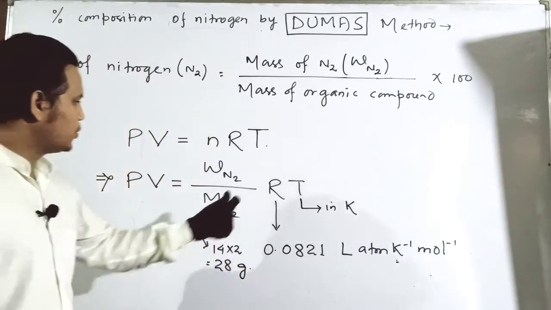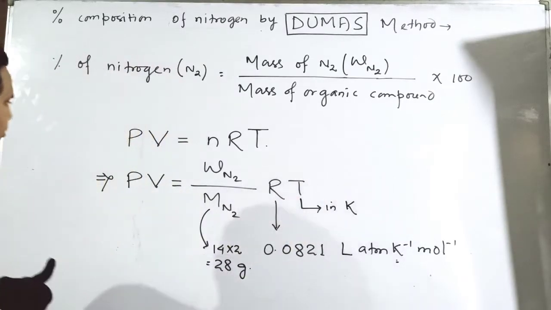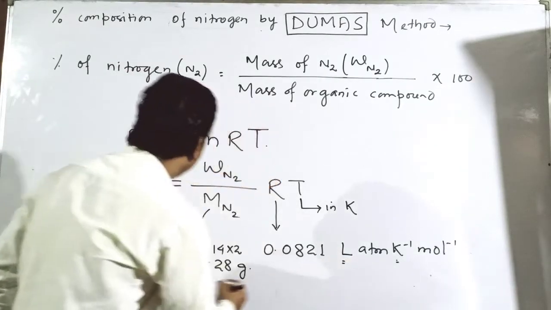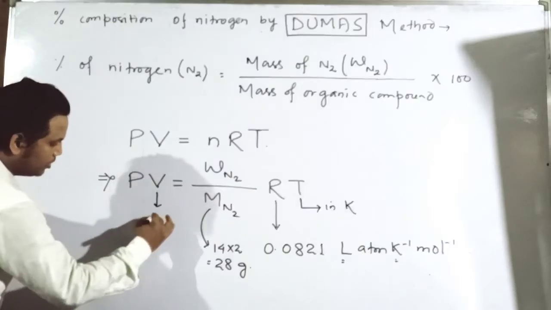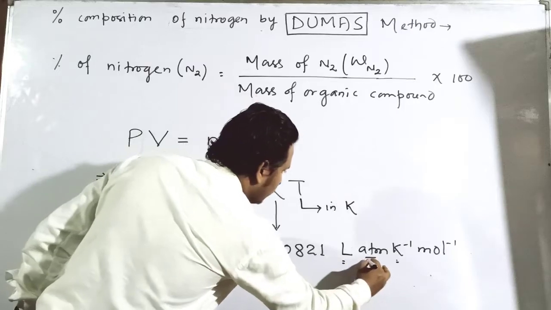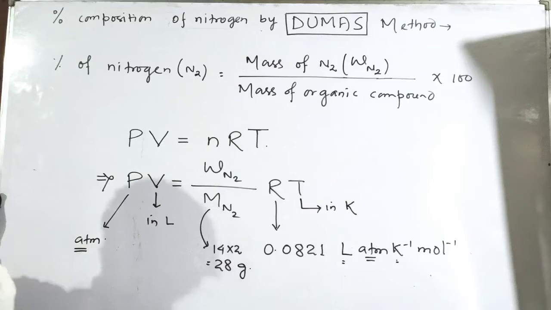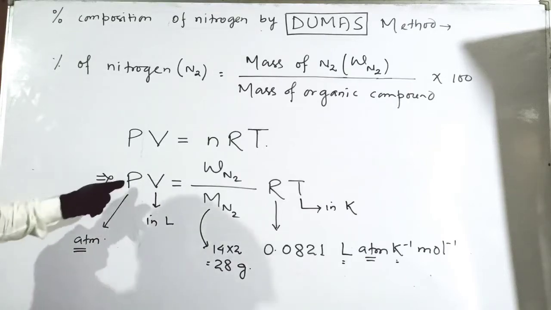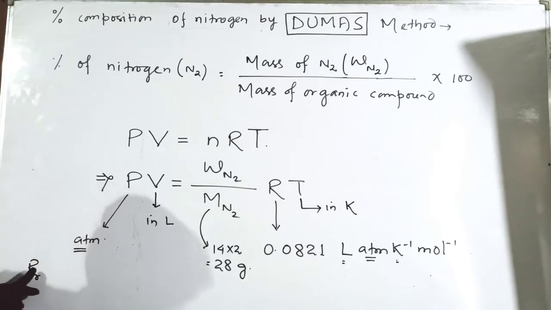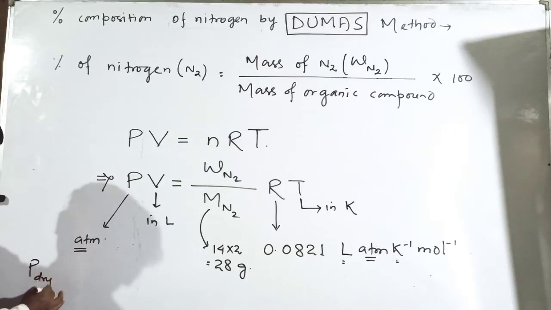So we know R, and the temperature in Kelvin will be given. Volume should be measured in liters. Pressure should be measured in atmospheres. Whose pressure? The pressure of the dry gas, because it is the gas equation and the gas should be dry.